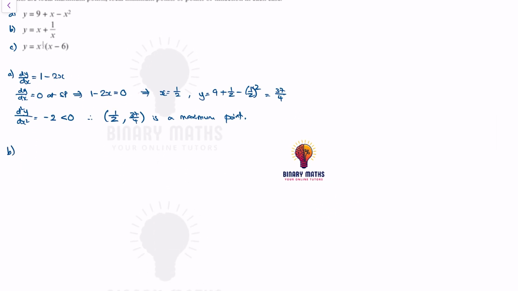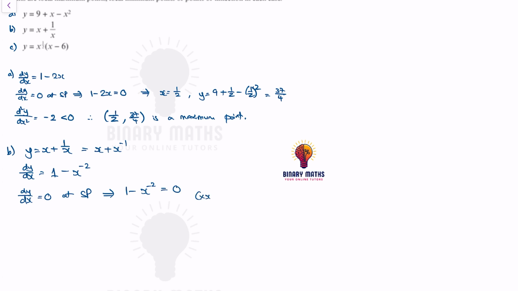Let's do B now. So y is equal to x plus 1 over x, which is the same thing as x plus x to the minus 1 in index form. So dy/dx will be equal to 1 minus x to the minus 2. dy/dx is equal to 0 at a stationary point, which implies 1 minus x to the minus 2 is equal to 0. If I times by x squared, then I get x squared minus 1 is equal to 0, which means x squared is equal to 1, which means x is equal to plus or minus 1, the square root of 1.